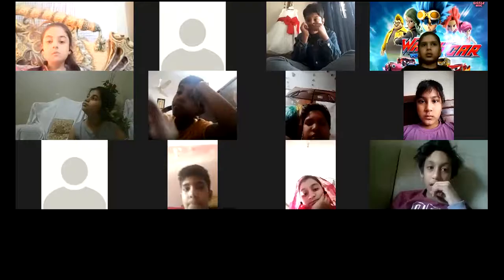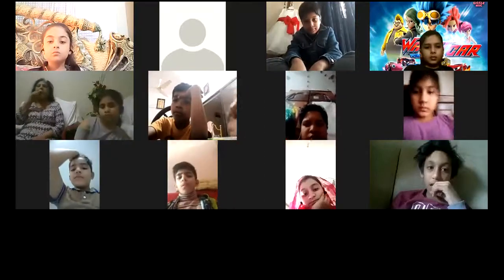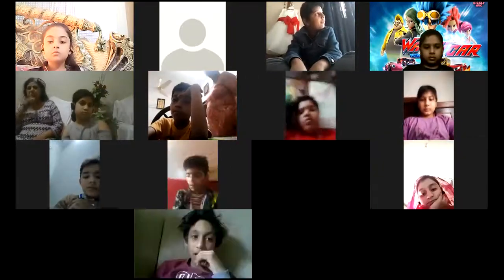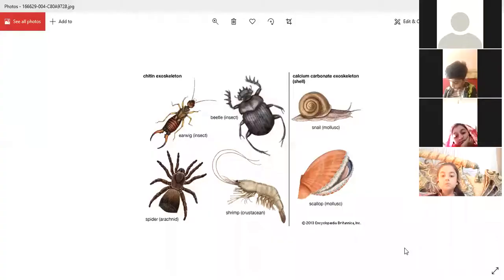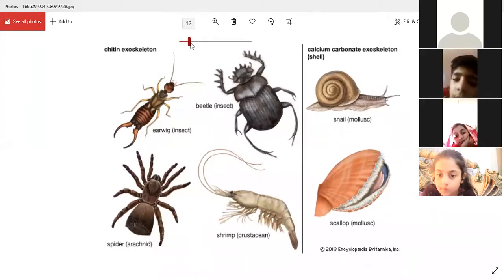There are not only beetles and cockroaches, but there are enormous numbers of these insects. Over here, the pictures that I will show you are different examples of exoskeletons. For example, earwig, ठीक है, beetle, spider, shrimp, then scallop and snail. These are the different examples of exoskeletons. अगर मैं आपको इसको zoom करके दिखाऊं, so you will come to see that these have the skeletons on the upper part of their body. इनकी body बहुत stiff होती है.